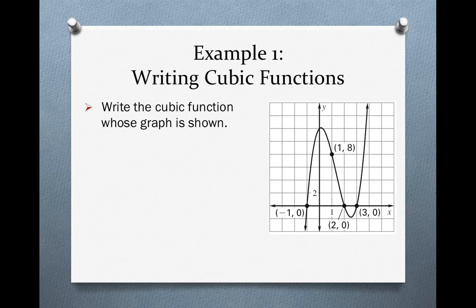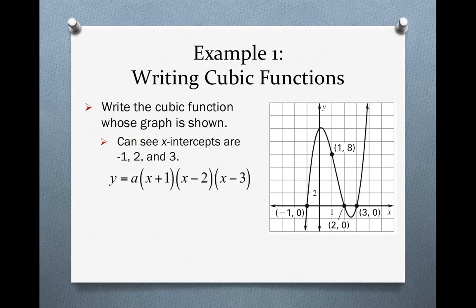We can see from the graph that we have a cubic function. We can see where the x-intercepts of the cubic function are, and we can also see another point, which is the point (1, 8). So our x-intercepts are -1, +2, and +3. And from that we can come up with our factors for the function, which will be x plus 1, x minus 2, and x minus 3.